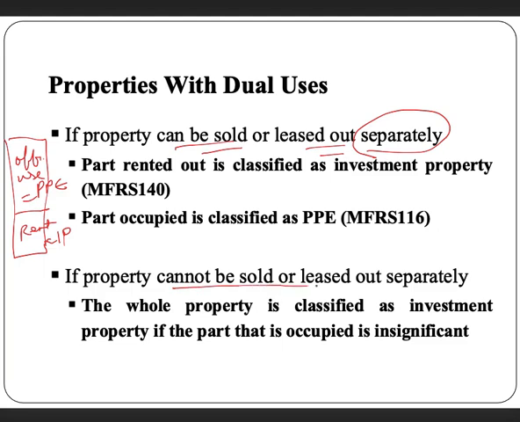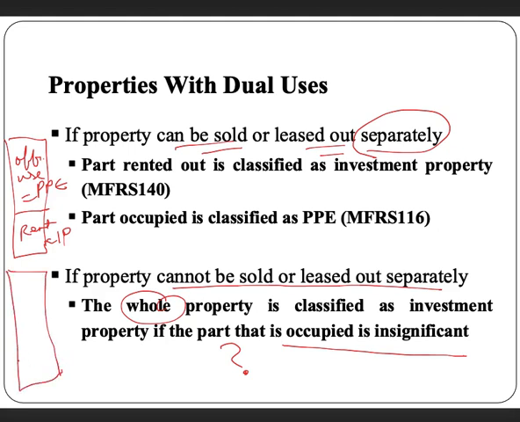If it cannot be sold or leased out separately, then the whole property is classified as IP if the part that is occupied is insignificant. What does it mean by this? It means that if you cannot sell this part, normally, let's give a more logical example. This part is used for office use, just a small part. And the other part here you rent out. So, it is basically an IP. So, should you recognize them separately, or should you recognize the whole building as IP or PPE? Now it depends.